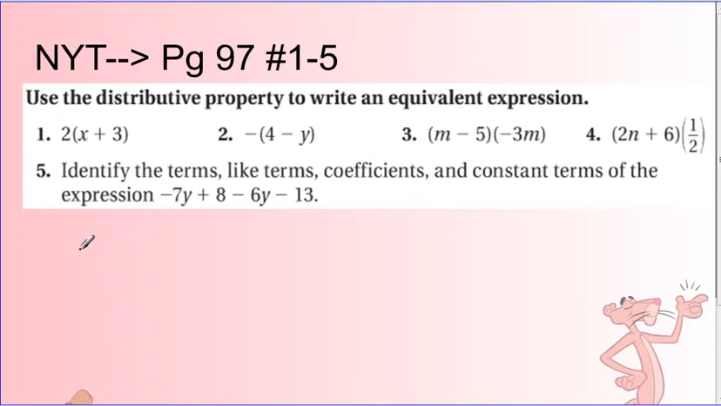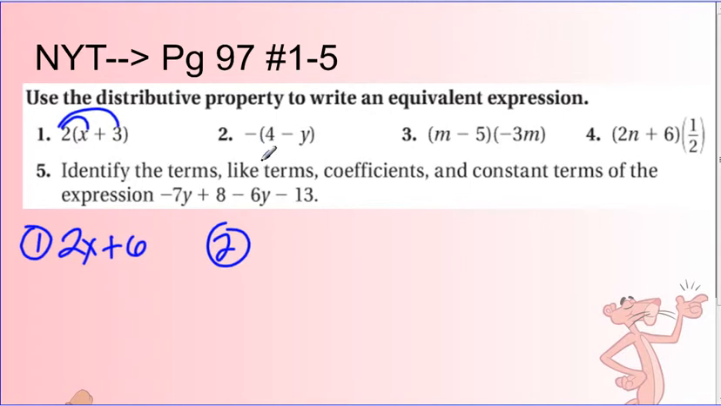Okay, number 1. So I'm going to draw my rainbows up here and then put my answer down below. So 2 times x and 2 times 3. So 2 times x is 2x. 2 times 3 is a 6. And they're both positive, so the answer is positive.